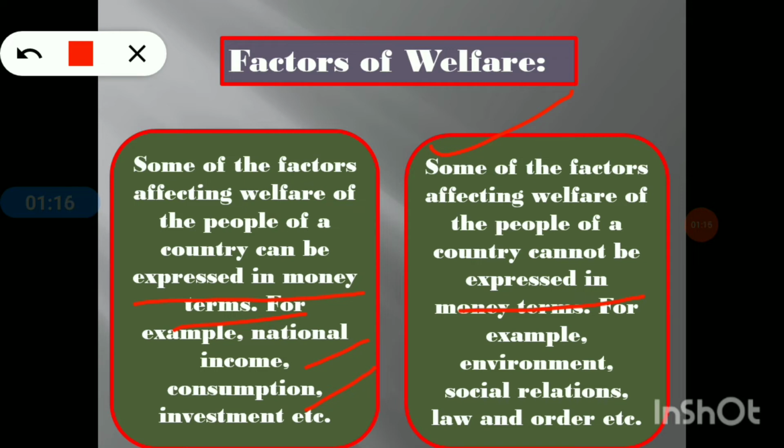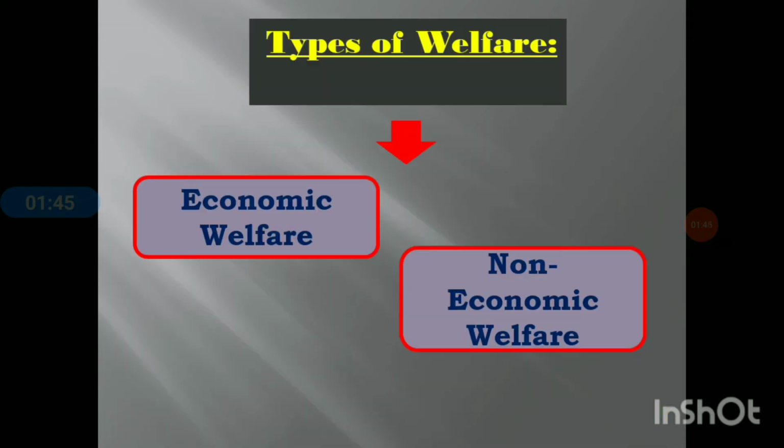But a good human life depends on both factors of welfare, so economic welfare and non-economic welfare. So the first set of factors are known as economic welfare because it can be expressed in monetary terms, and the second set of factors are known as non-economic welfare because it cannot be expressed in monetary terms. So now move on to the next slide.